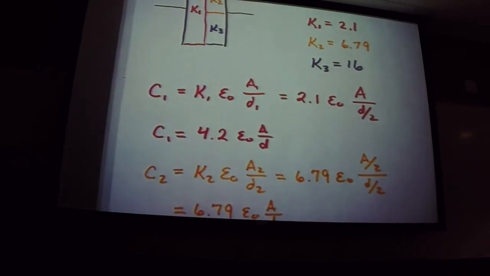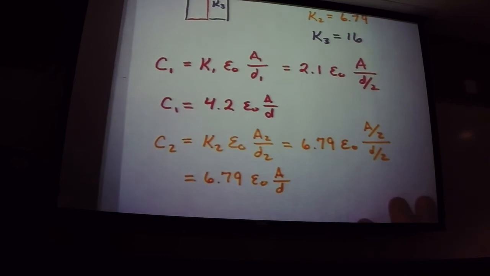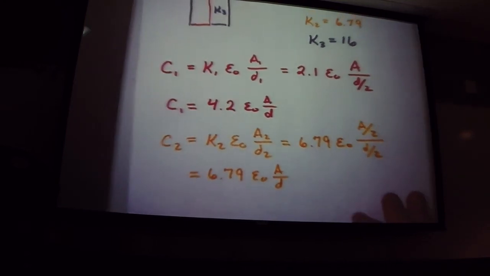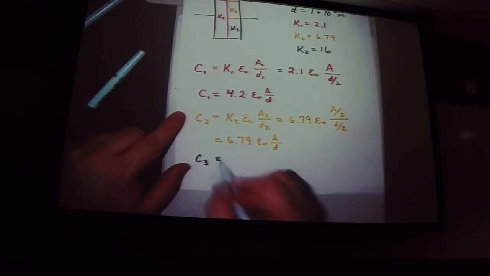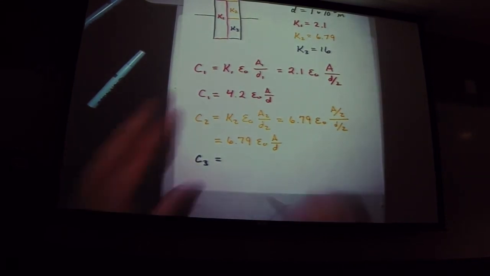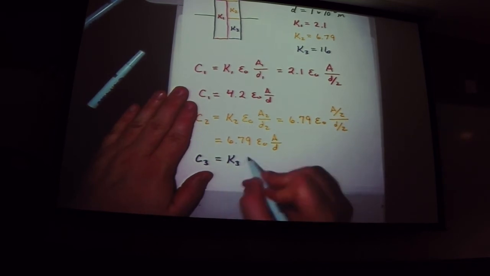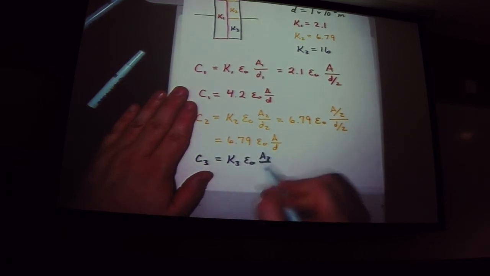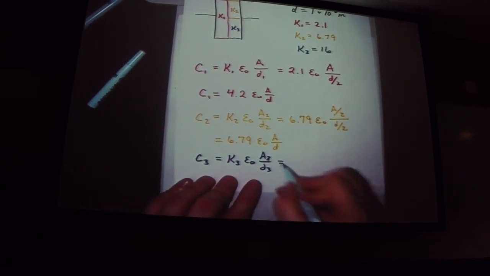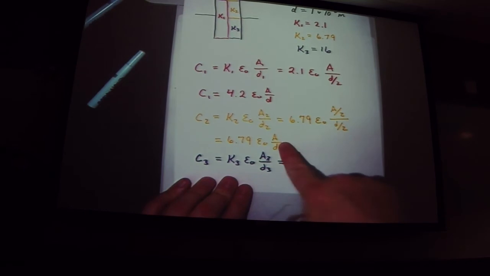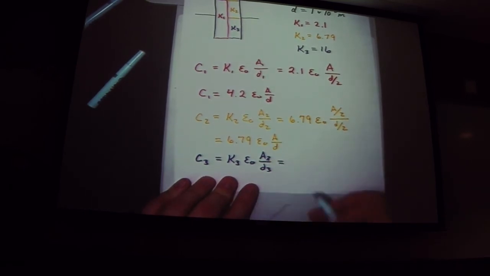Third one. This is when you should color code your notes, because I got nice color coding here. All right, so C3 is equal to kappa 3 epsilon naught A3 over D3. What happens here is very similar to what happens up here. The area is half and the distance is half as well. So what I get is 16 epsilon naught A over D.